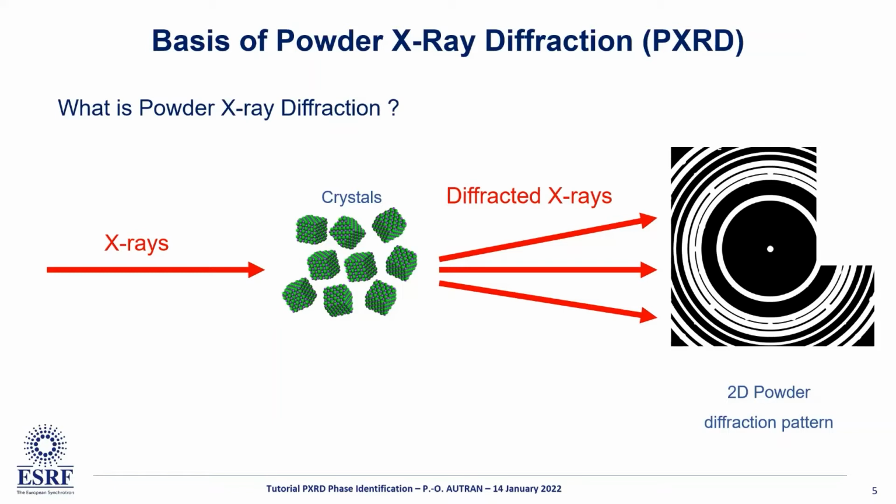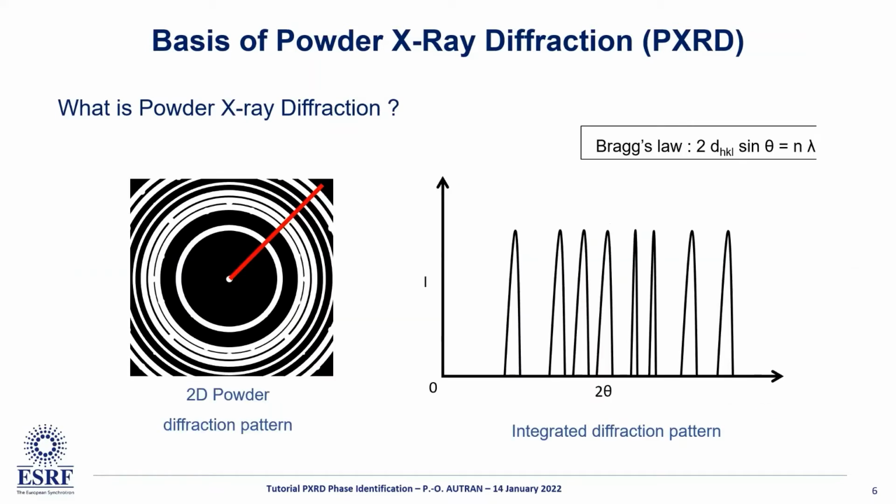We've probably measured that a lot of times already. So how do we get information out of these rings? One way is to integrate azimuthally, so across the rings, and you create a 1D diffraction pattern. Here is a very quick example. Don't mind the intensities, it's just to show the positions. The positions of these peaks follow the Bragg law.